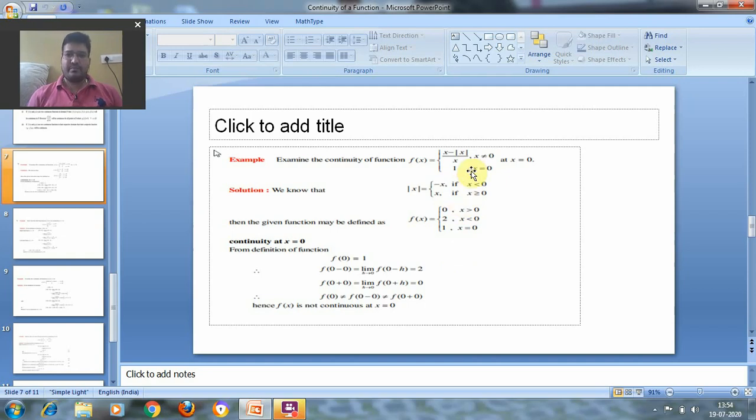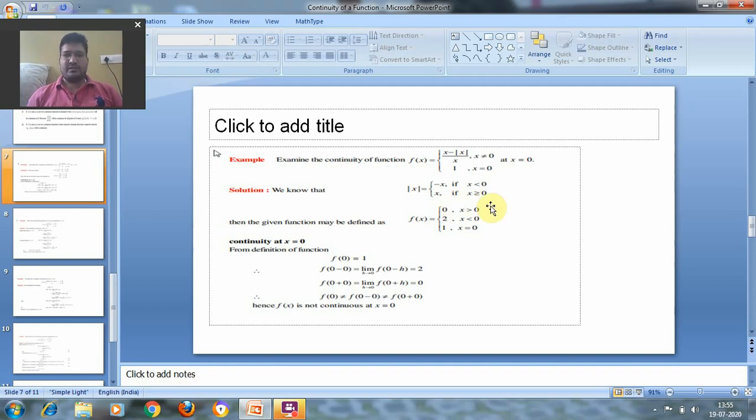Students, you can see x is not equal to 0 means x greater than 0 and x less than 0, right? And the value of the function at x = 0 is 1. And we have to check the continuity of this function at the point x = 0. So first, expand or solve this modulus of x. By the definition of the modulus function, |x| = -x if x < 0 and +x if x ≥ 0.